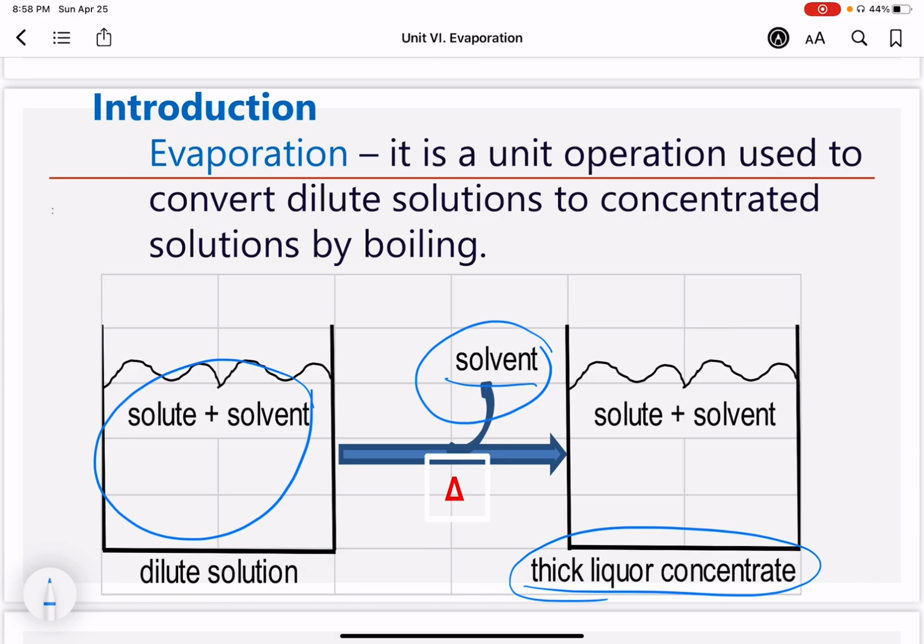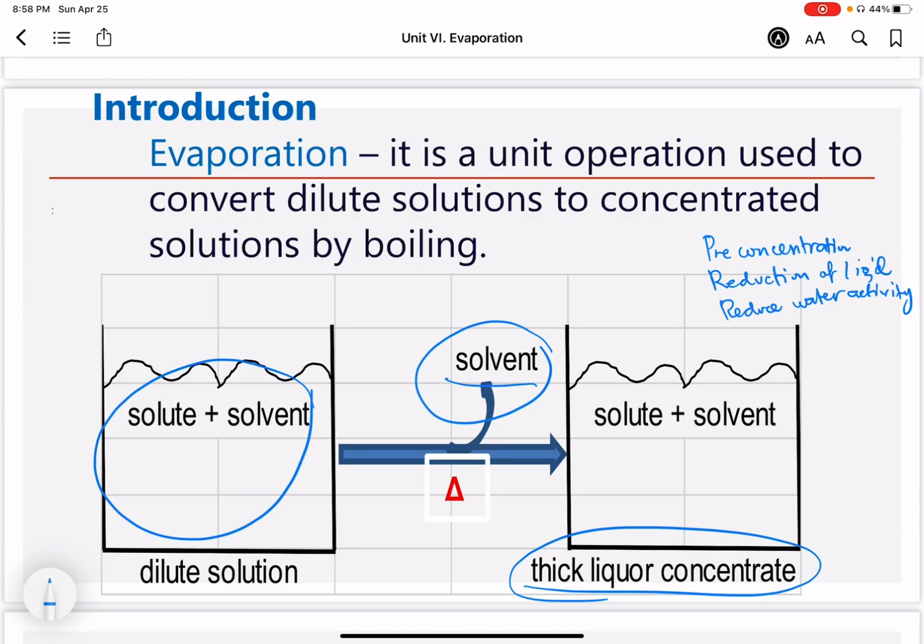Evaporation has three main uses in the food industry. First is pre-concentration of liquid prior to further processing, such as employing spray drying. Second is reduction of liquid volume, thereby reducing packaging, storage, and transport cost. The third is to reduce water activity for preservation, for example, sweetened condensed milk.